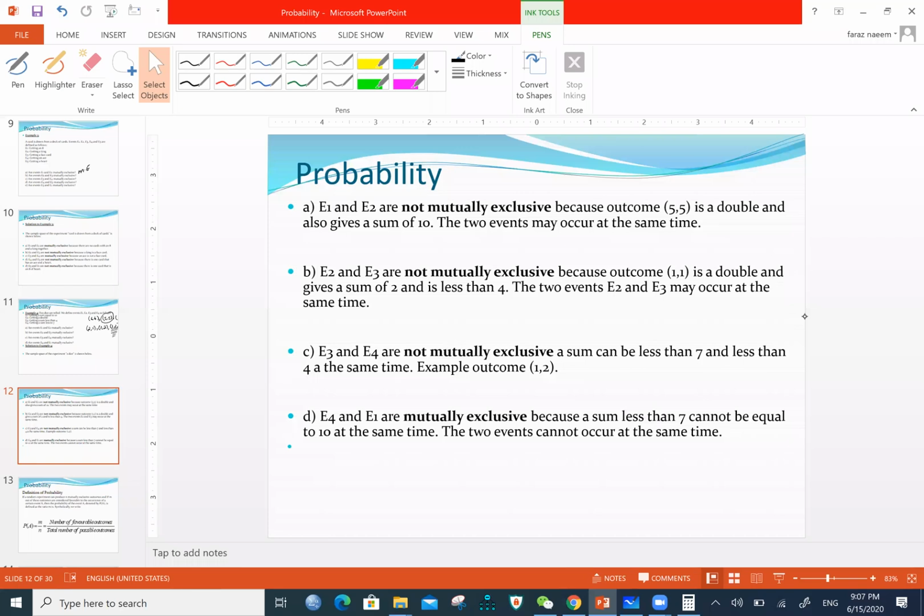Here you can see that E1 and E2 are not mutually exclusive because outcome 5 and 5 is a double and also gives a sum of 10. The two events may occur at the same time. Similarly, E2 and E3 are not mutually exclusive because outcome 1 and 1 is a double and gives a sum of 2, which is less than 4. The two events E2 and E3 may occur at the same time. Similarly, E3 and E4 are not mutually exclusive. A sum can be less than 7 and less than 4 at the same time, like example 1 and 2.